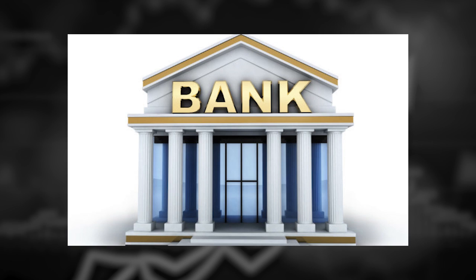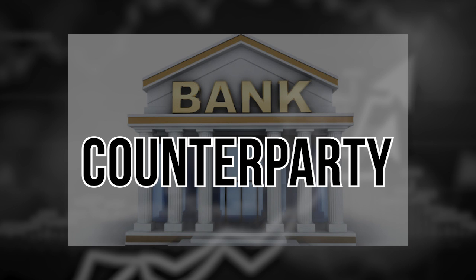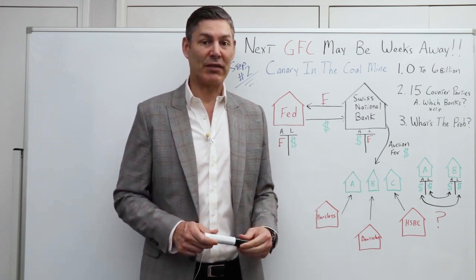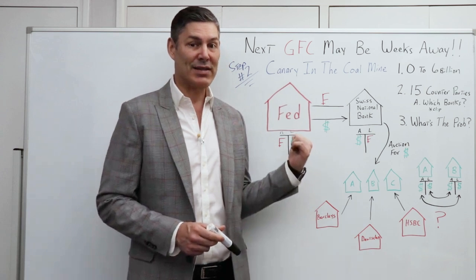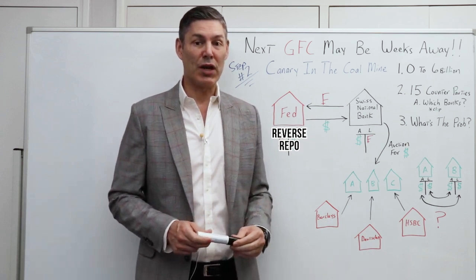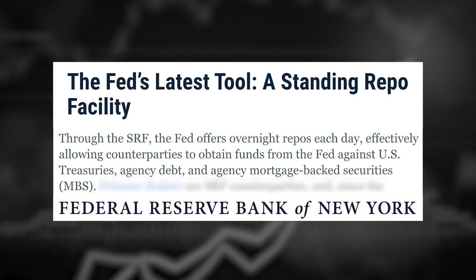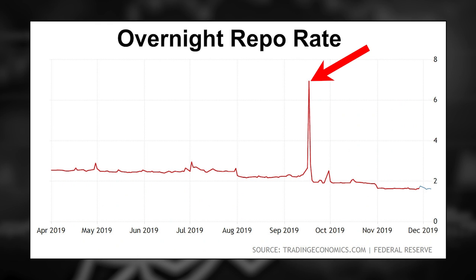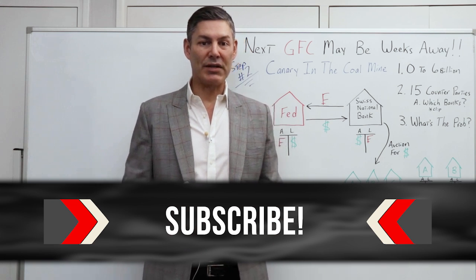Instead of using another bank as a counterparty in the repo transaction, they're just going directly to the Swiss National Bank, similar to what the Fed has set up with reverse repo and the standing repo facility. They're basically trying to backstop the repo market so we don't get a spike like we saw in September of 2019. So let's get right back into the data.